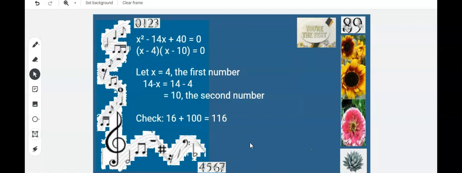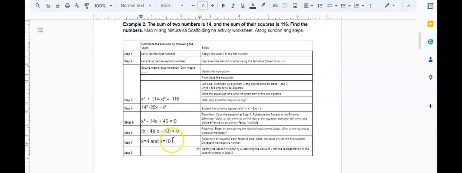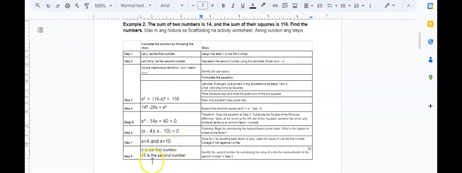So do this in your sheets. And then don't forget to update the table. Follow this template in updating the table. 4 is the first number. Then 10 is the second number.